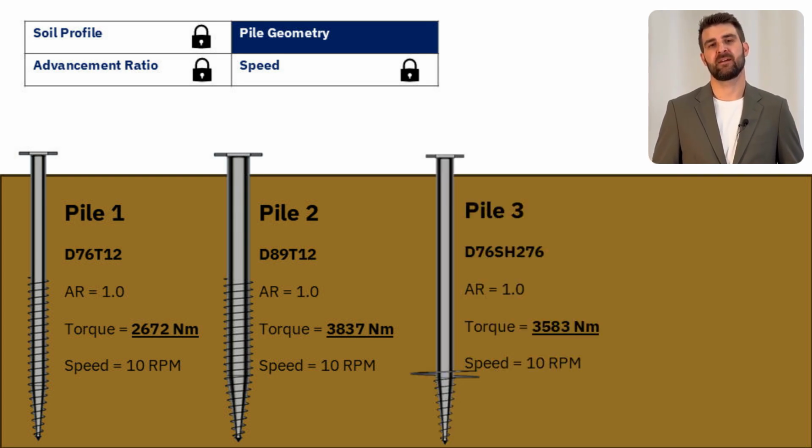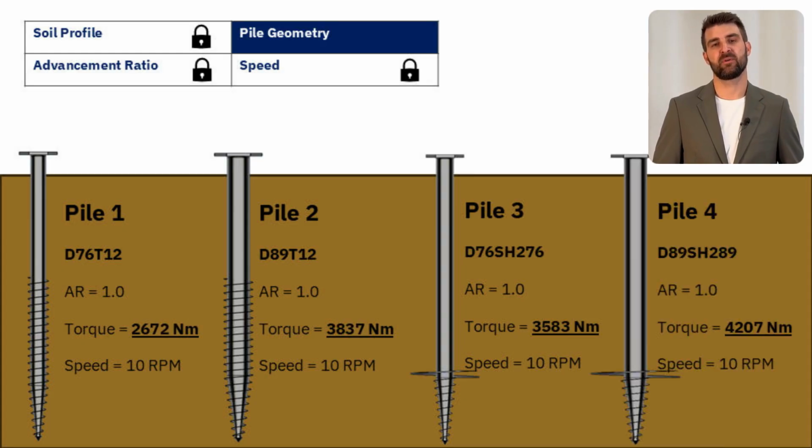Pile 3 is a single helix pile. We distinguish a helix pile by its large disc compared to the other screw piles, which have continuous threads. It has a diameter of 76 mm and the helical disc is 276 mm in diameter. It was installed perfectly and at the same speed as the other ones, and it measured a torque of around 3,600 Nm during the last rotation.